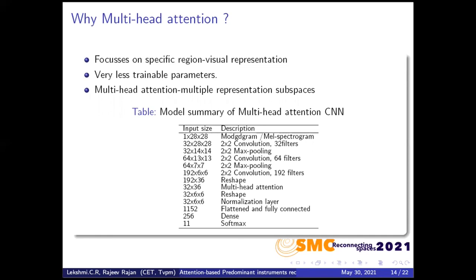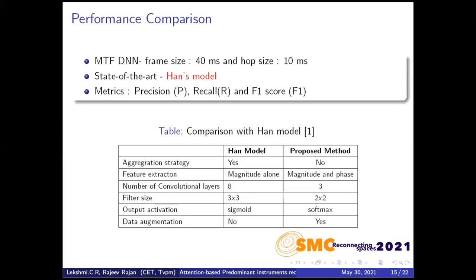The model summary of our proposed CNN with multi-head attention is given in the table. After three convolution layers, multi-head attention is employed. We use 8 attention heads in our proposed method. Adam is used as the optimizer with categorical cross entropy loss function.